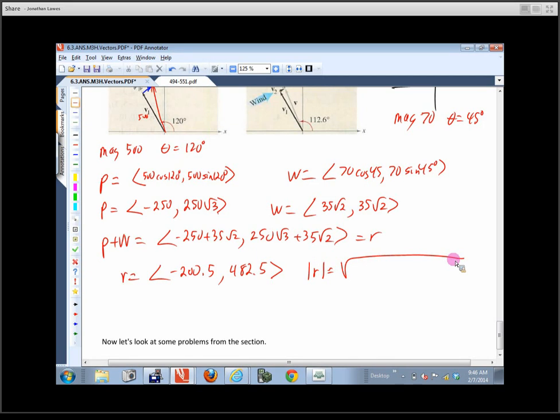Must be Saturday already for you guys. Okay. Use that formula. Square the horizontal component, negative 200.5 quantity squared, plus 482.5 quantity squared. That'll tell us how fast we're going, and if you type that in, we'll get a number right there. And then I also want to know what is the direction. So I'm going to use tangent inverse of the vertical over the horizontal. And I've got a negative in there. You got that in there? Can somebody tell me how fast the plane's going?